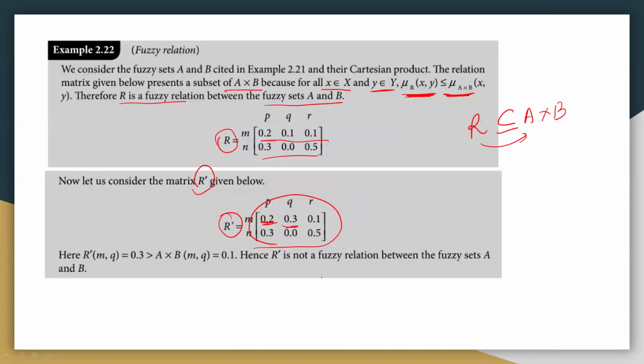But the value that we have here is 0.3. We can see 0.3 is greater than 0.1. So how can it be a subset? Isn't it? So for the value M and Q, this value stands greater than the original Cartesian product. So you can say that R dash is not a fuzzy relation between the fuzzy sets A and B. Only if all the values are lesser than or equal, this is a property, lesser than or equal to the Cartesian product, then only you can say it is a fuzzy relation between the fuzzy sets A and B.